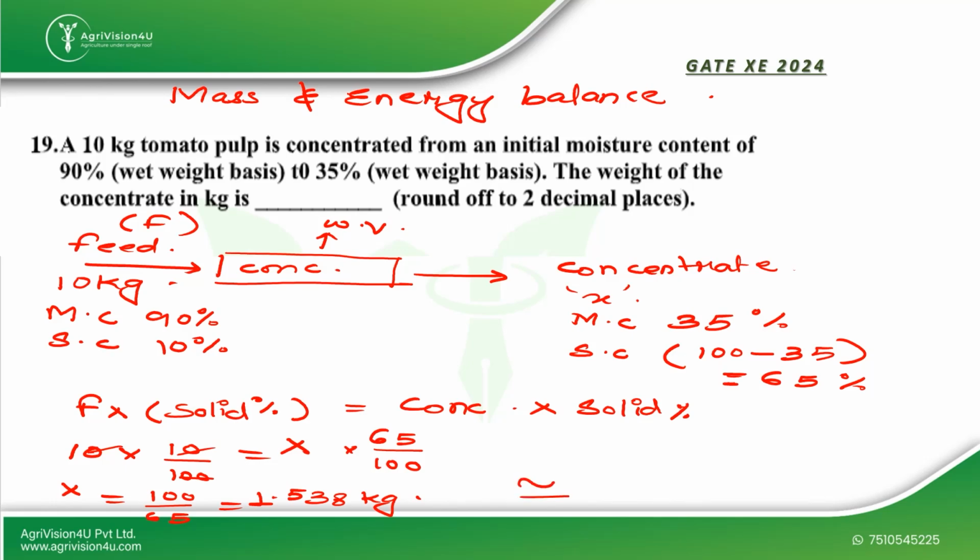Round off, we have to round off to 2 decimals. So it will be 1.54 kg. So my answer will be 1.54 kg. Question number 20.